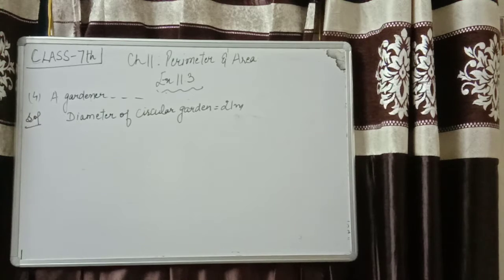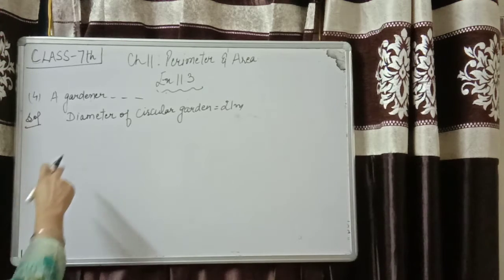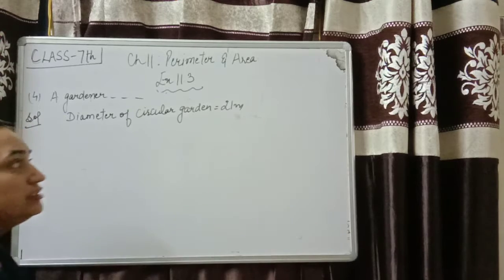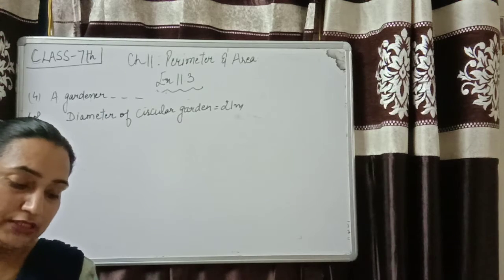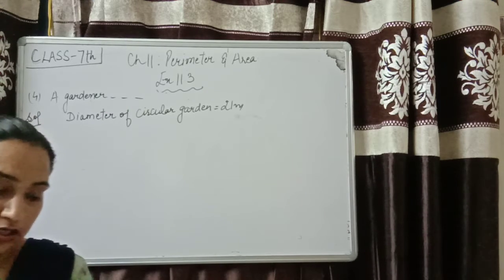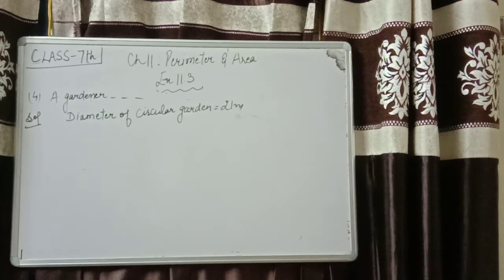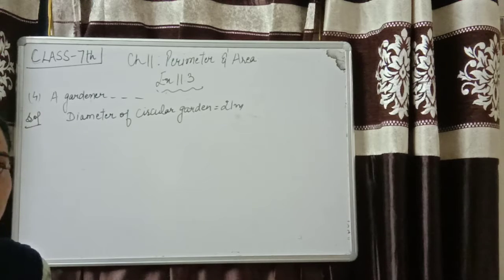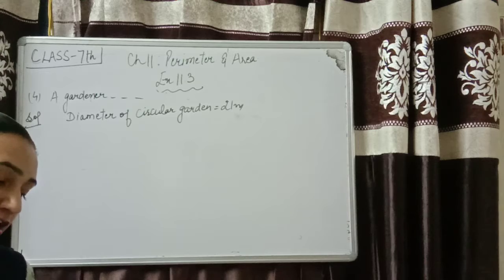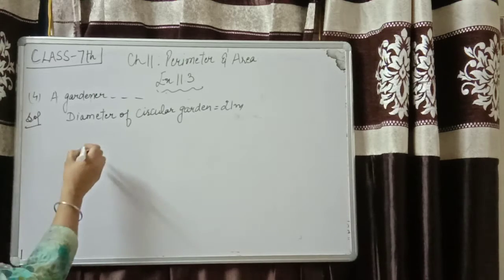So what is given? We have been given the diameter of the circular garden, which is equal to 21 meter, and we have to find the length of the rope. Length of the rope means we have to find the circumference of that circular garden, because we have to put a fence on it and take 2 rounds, so we have to double it after that. And then we have to find the cost. So let's start the solution.